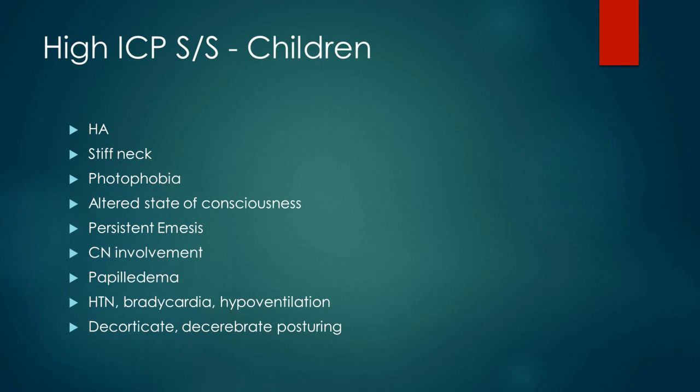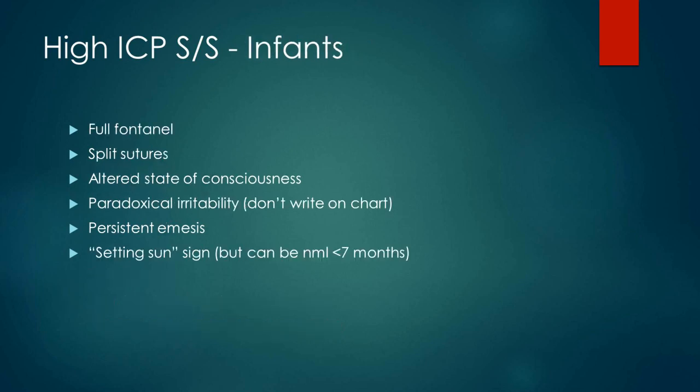Signs and symptoms of high ICP in children, again: headache, stiff neck, photophobia, altered state of consciousness, continued vomiting, any cranial nerve involvement or papilledema, the classic hypertension, bradycardia, hypoventilation, or any seizure with decorticate or decerebrate posturing. Infants: full fontanelle, splitting sutures, persistent paradoxical irritability, altered state of consciousness, persistent emesis, or that setting sun sign.